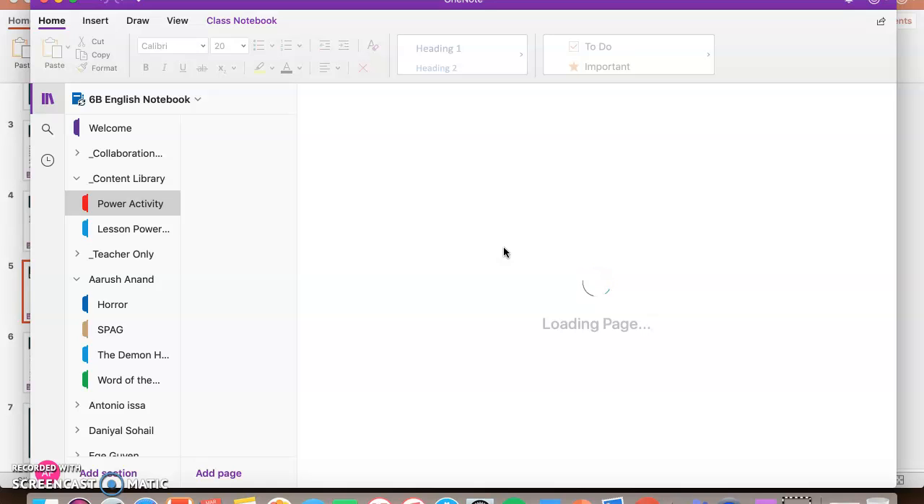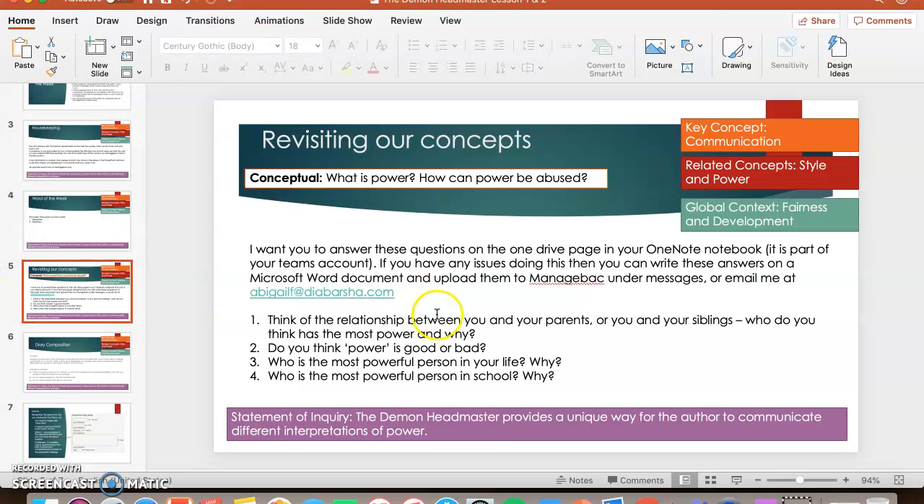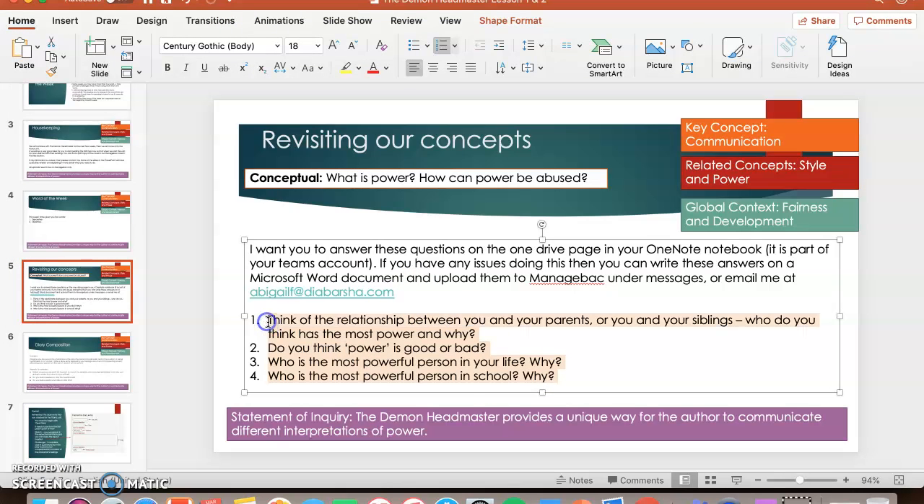the OneNote is working. If it's not working, then just take the questions from here on the slide, copy them into a Microsoft Word document, write your answers and send them to me via email or upload them to ManageBack, okay? So the questions are really all about your opinions. They're not to be Googled. It's not for you to look up what is the answer to this question. It's getting you to use your critical thinking.